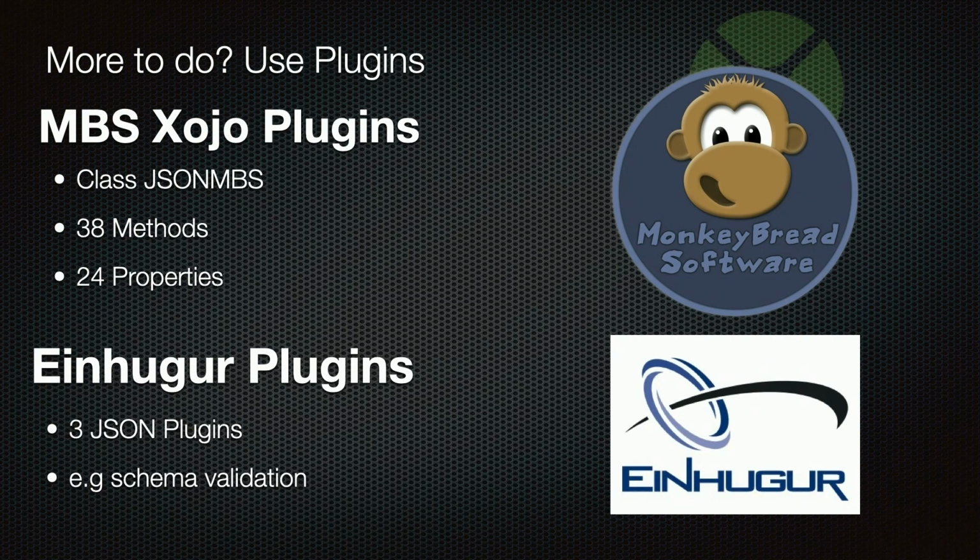If you need more functionalities, you can also use plugins to extend your possibilities with JSON in Xojo. Nearly 10 years ago, Monkeybread Software released the JSON MBS class, which now has 38 methods and 24 properties that you can use. It was developed to work with better performance than the original built-in JSON functionalities, but the difference melted away over the years, so now it isn't a factor. But the MBS plugin provides a lot of useful additional functions in connection with JSON anyway. For example, the compare function. With this you can compare two JSONs, or you can convert your JSON to an HTML representation to show it on the web, for example.